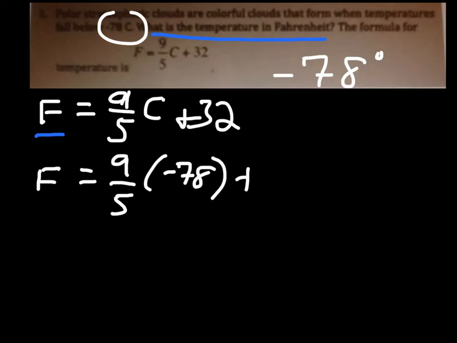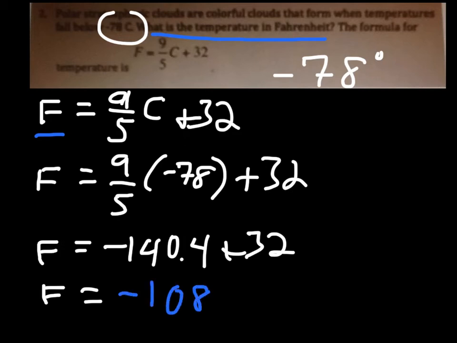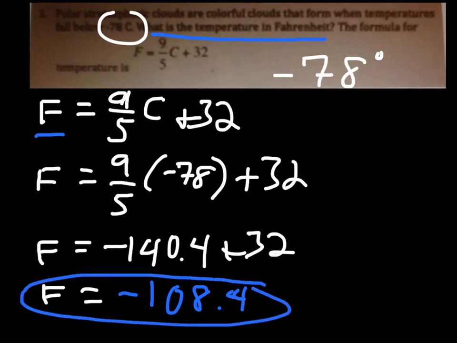-78 plus 32. Now if I remember my order of operations, what I'm going to do first is take my 9/5 times my -78. And when I do that, I get -140.4, plus 32. I cheated, I did use a calculator, so that's okay. Now, my Fahrenheit, when I add those two together, will equal -108.4 degrees. So that is our answer for this one.